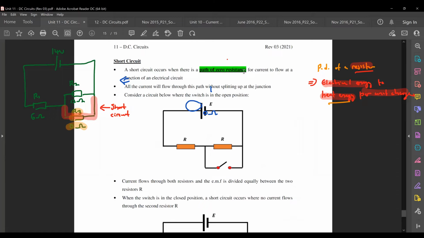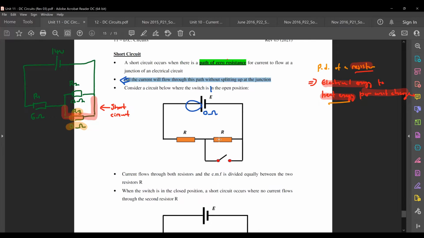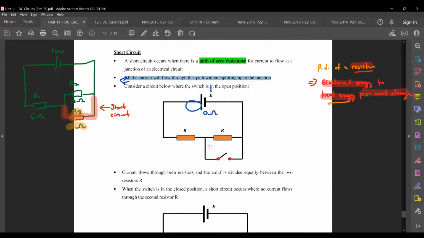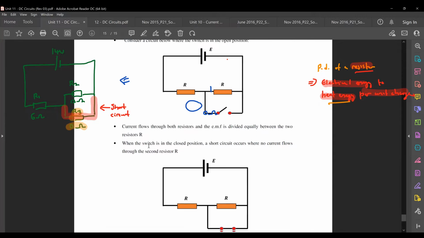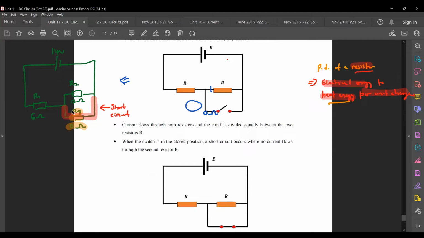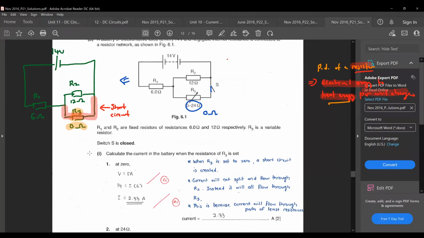So if you notice there's a path of 0 resistance inside the circuit, all the current inside the circuit will just flow through that path instead, without splitting up at the junction. So you have something similar right now in the question. This red colored path that I highlighted to you is your short circuit because it has 0 resistance. It's your short circuit path.